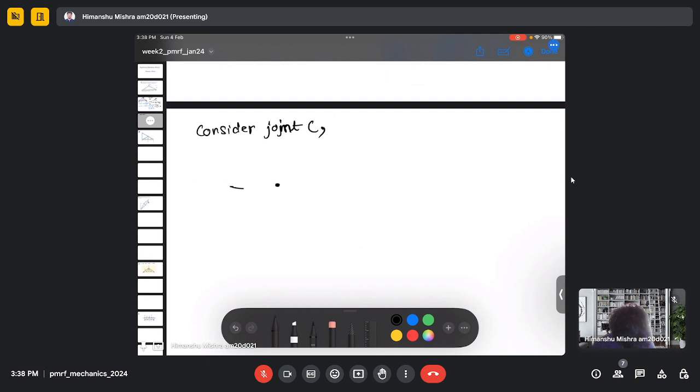So we have here C, B, and here you have A. And the direction are 4, 7. And now if you do the force balance in the horizontal direction, you will get minus BC and minus 7 by root 65 AC equals 0.